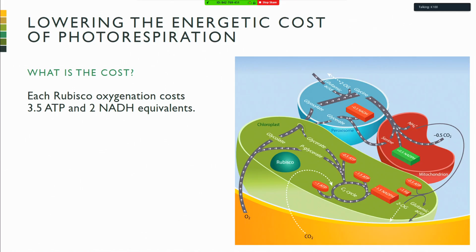And for the purposes here, this is what it costs. For 8 oxygenation reactions, 3.5 ATPs and 2 NADPH equivalents. That's equivalent in a soybean field to about 35% of all the ATP and NADPH use in the plant. And so it is potentially a huge yield drag.